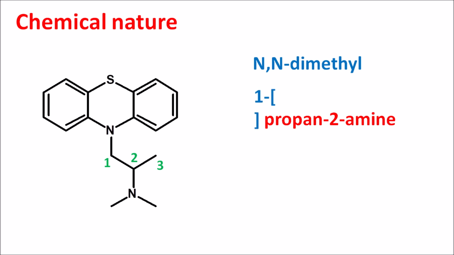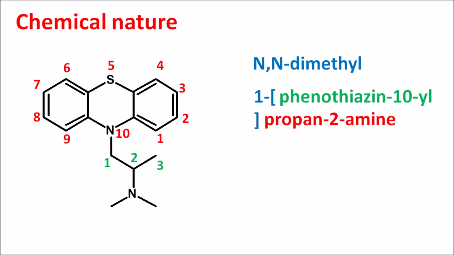That ring system is the phenothiazine, but the numbering is somewhat different. We have to give the least number to the sulfur, so we can start the numbering from this carbon. So this is 1, 2, 3, 4, 5. Then 6, 7, 8, 9 and 10. So sulfur is given the 5th position and nitrogen is given the 10th position. And this entire group is attached at the 10th position, so we can write this as phenothiazin-10-yl. That is the simple name of promethazine.